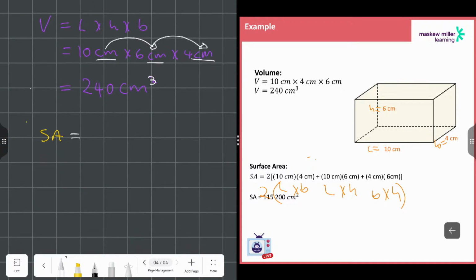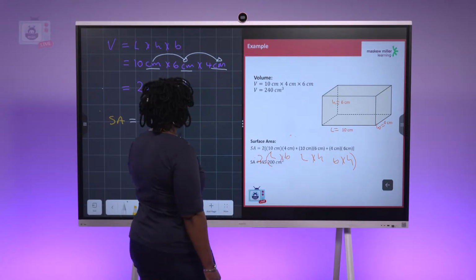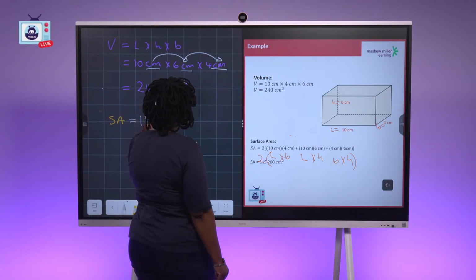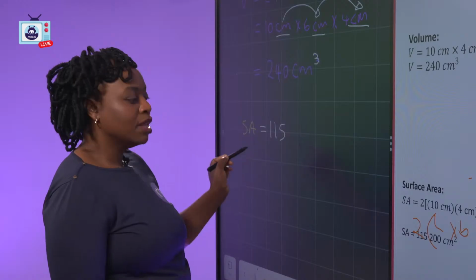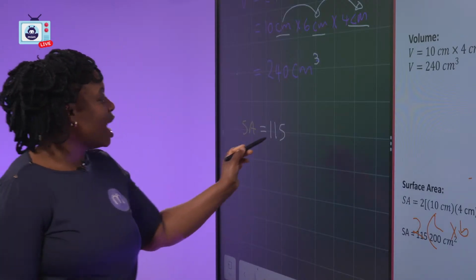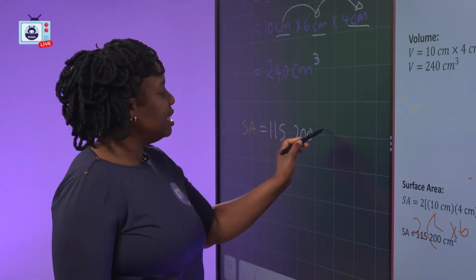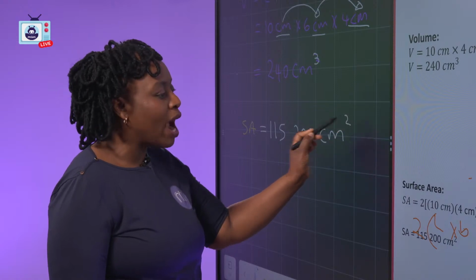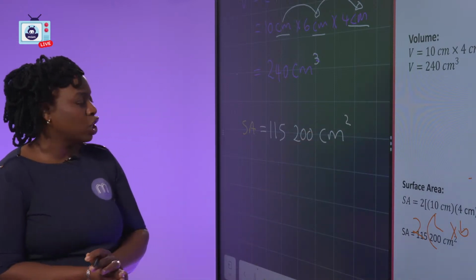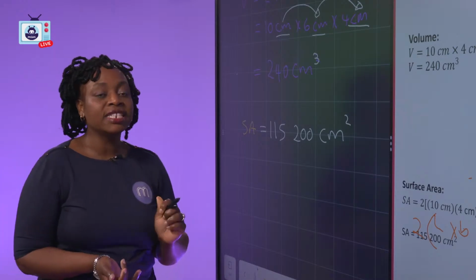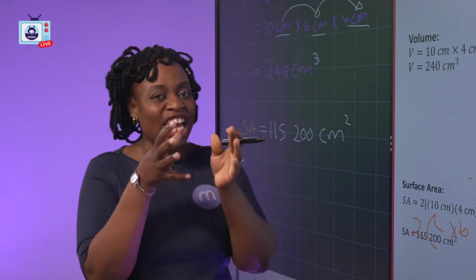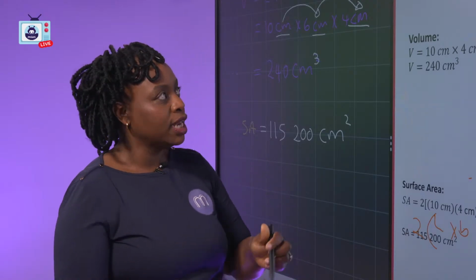The same applies to the SA, which is our surface area. If you use that and multiply together, you should be able to get 115,200, and that is in centimeters squared. It's not in centimeters cubed. Remember, the volume is in centimeters cubed, or units cubed, and the surface area is in units squared.